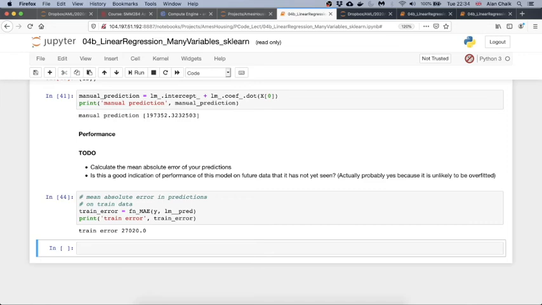Is this mean absolute error a good indication of the performance of this model on future data it has not seen yet? Well, I've written the answer. Actually, probably yes, because it's unlikely to be overfitted, but that's a whole story that we haven't really started talking about just yet. Right now, I would say we have no guarantee that this model is any good whatsoever on data that it hasn't seen.